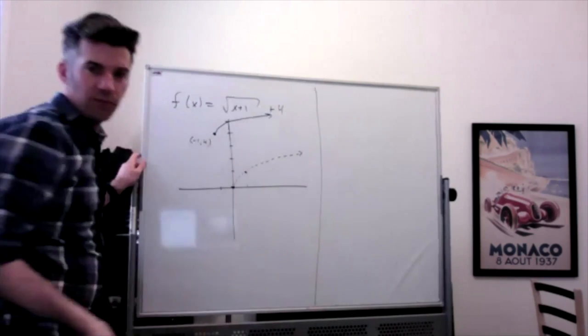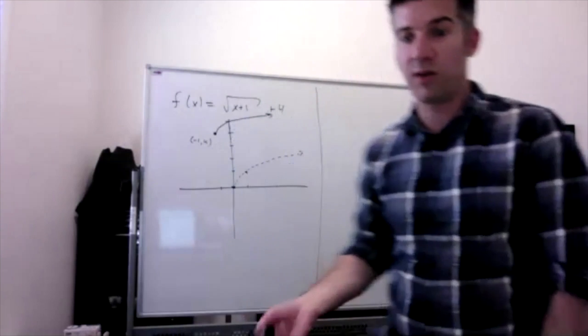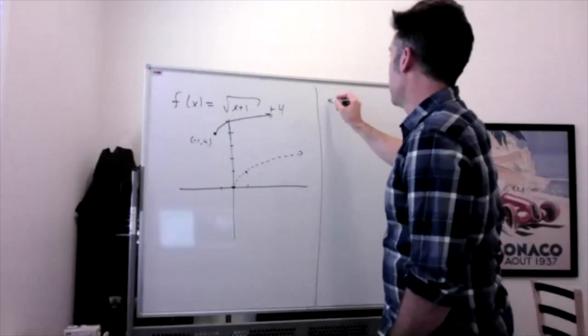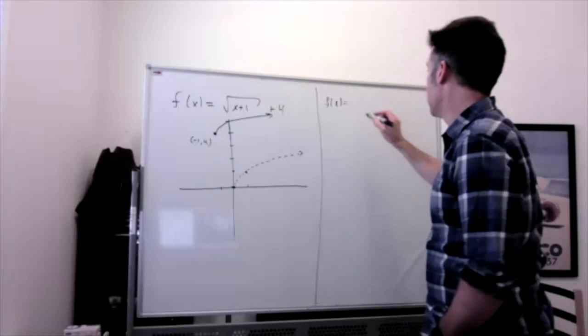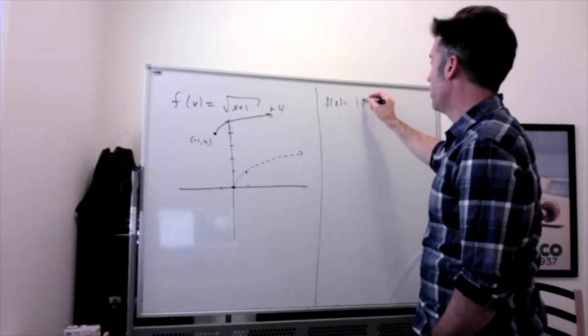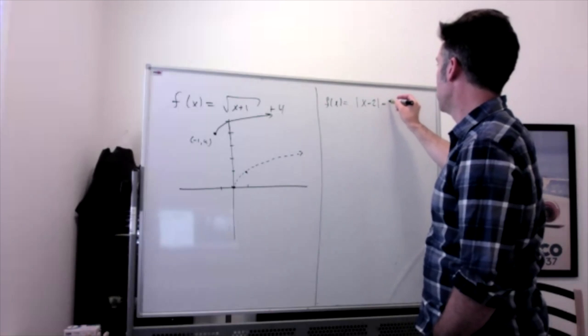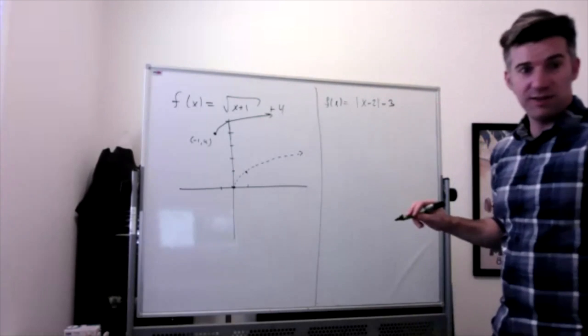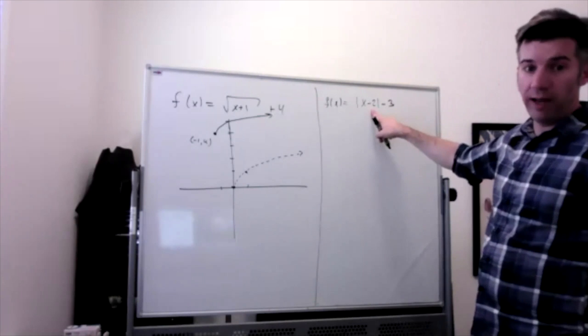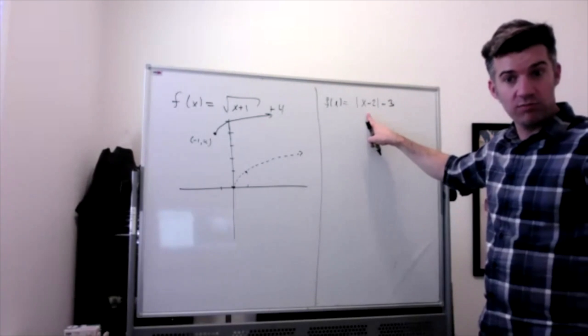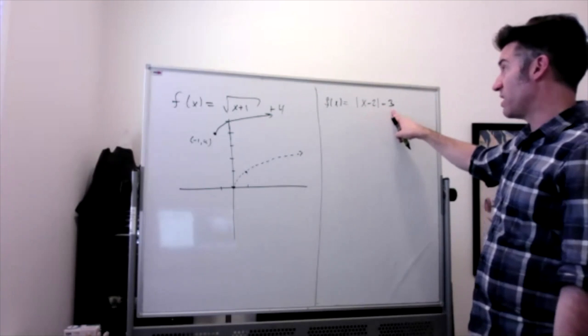Sure, we can fit something else on here. We can do the same sort of thing with f of x equal to, what have we got here? The absolute value of x minus 2, minus 3. This is going to take your usual absolute value function and shift it 2 to the right, because x has to be 2 bigger than it was to get the same y values, and then 3 down.